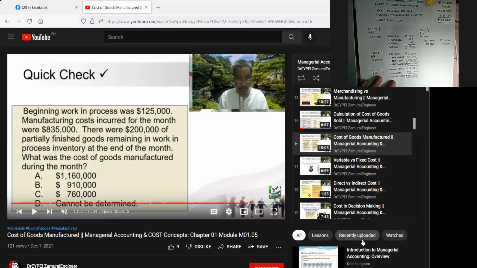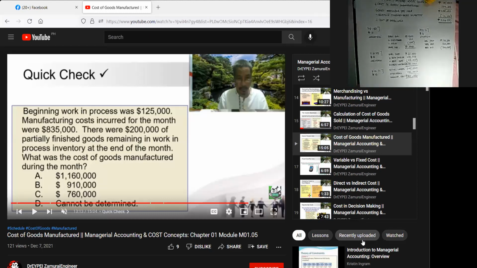And there were 200,000 of partially finished goods remaining in work in process. So, partially, not yet finished. So, it's still work in process, no? At the end of the month. Okay, at the end of the month. So end work in process. How much? 200. So this is negative, no?